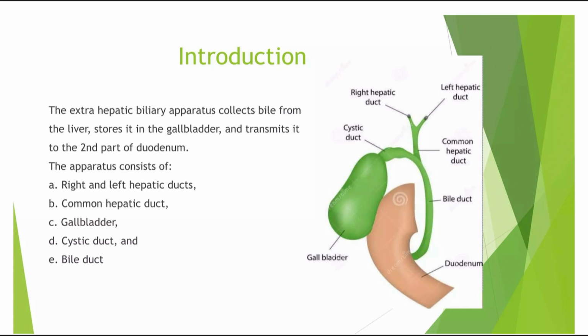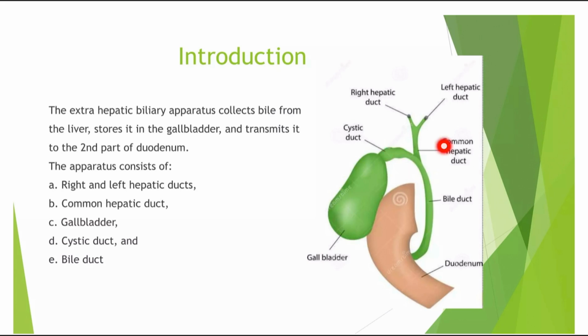Today we will study the anatomy of the extrahepatic biliary apparatus. Before going to the further details, first we will see what the constituents of this apparatus are. There are right and left hepatic ducts which form the common hepatic duct. Then this common hepatic duct combines with the cystic duct, which is coming from the gallbladder.